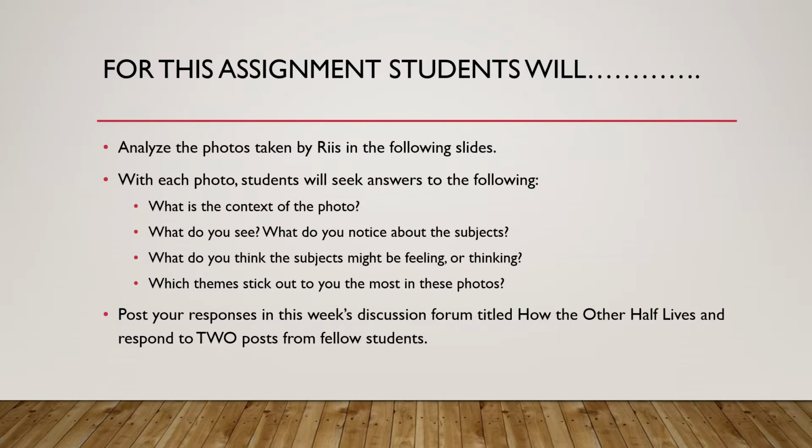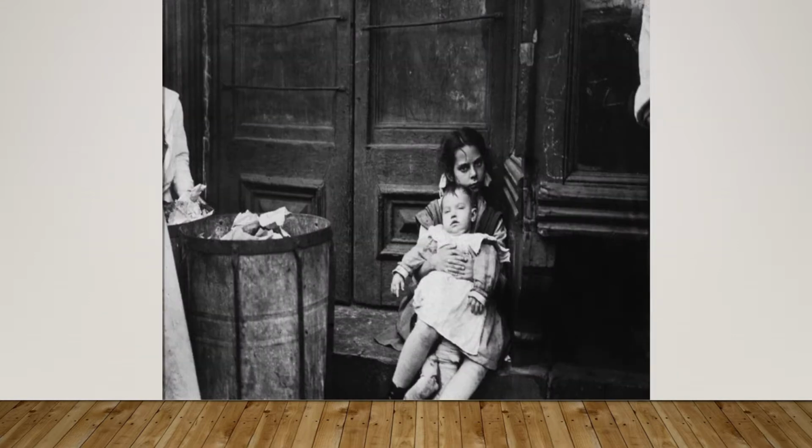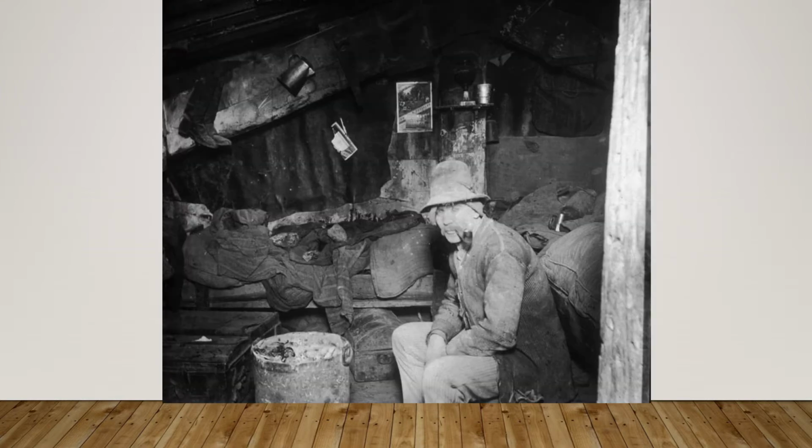So moving ahead to the photos, we see in our first photo a young girl holding a baby while sitting in a doorway next to a garbage can. What do you see in this image? What sticks out to you? Picture 2. This depicts an Italian immigrant in a makeshift home that he had built underneath the Rivington Street dump.